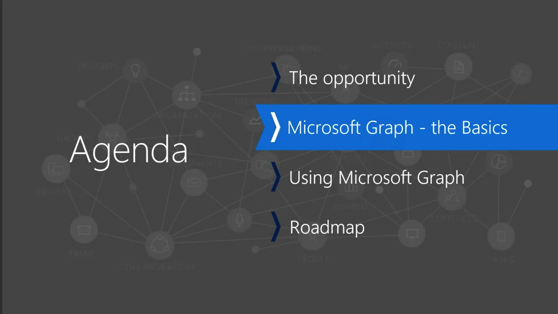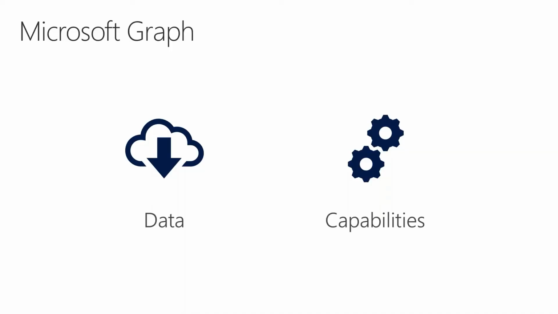Okay, so let's talk about the basics. I'm going to divide this into two categories. I'm going to talk about the data layer, in terms of Microsoft Graph being basically a read, write, update type of data store for all the different types of data artifacts that you're going to see in Office 365. Then I'll talk a little bit about the capabilities that are layered on top of the data that make it easier to work with data in more powerful ways, and we'll talk about those in a little bit.